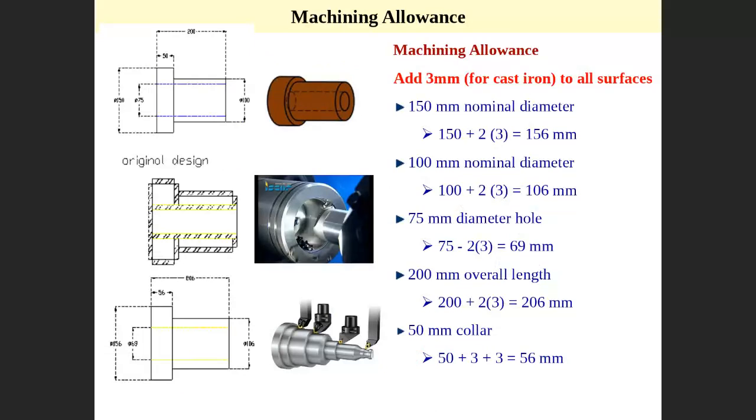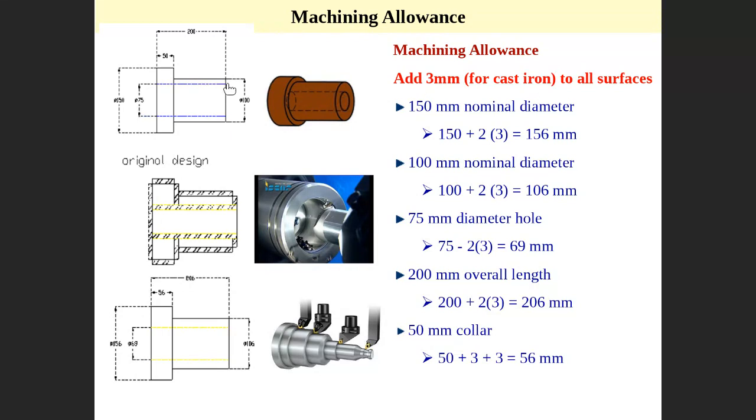Last time we discussed the machining allowance. This is the machining allowance. We said that machining allowance is known. As I told you before, we know the amount of layer that is required to machine. For example, 3 millimeter for cast iron, 3 millimeter on all surfaces. Then every dimension here, as we described last time, will increase 3 millimeter.